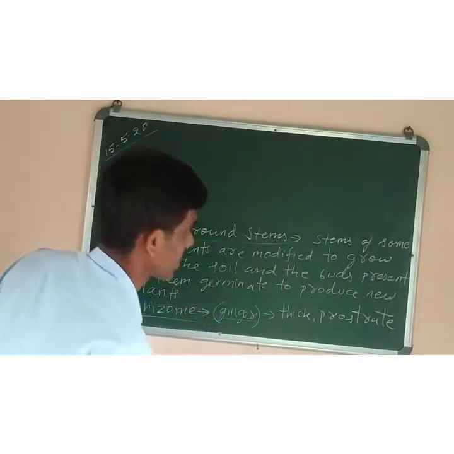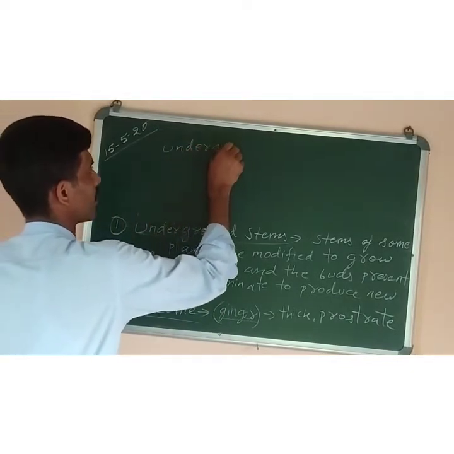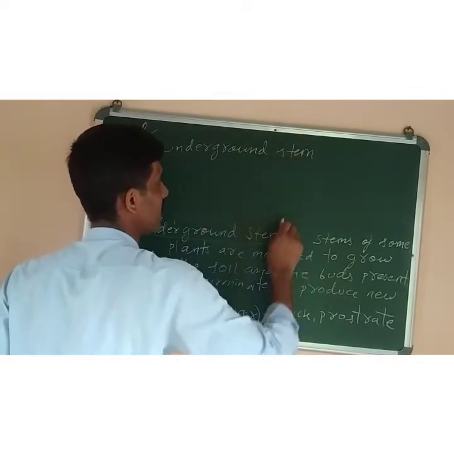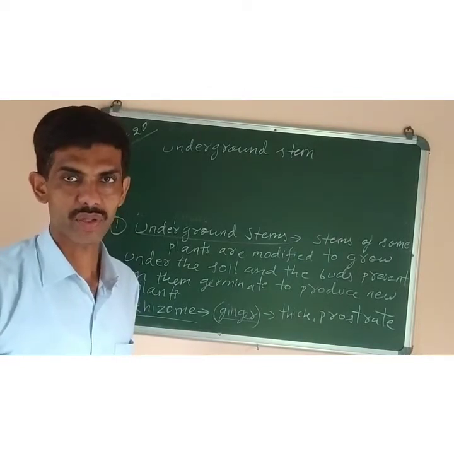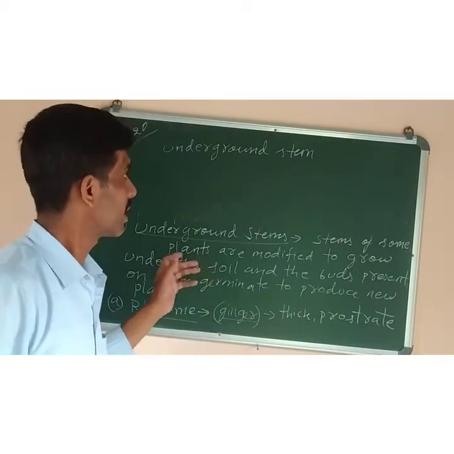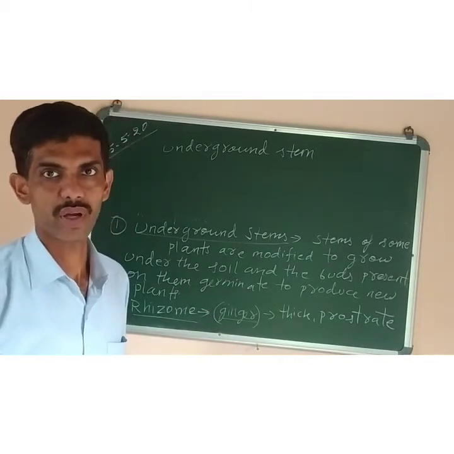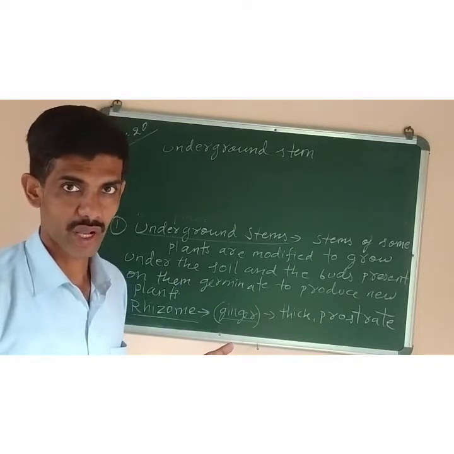Thick, prostrate, underground stem. It stores food inside it. And it has scale leaves also, and the buds which are present on them can germinate to give rise to a new plant. That is, a leafy shoot will be produced, and roots are also produced.